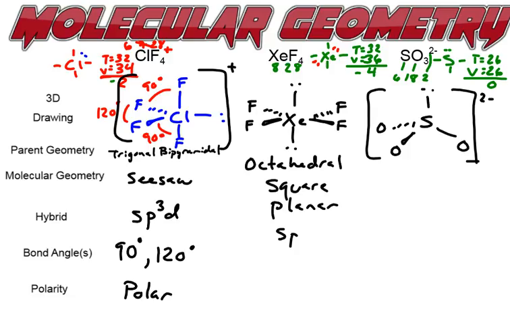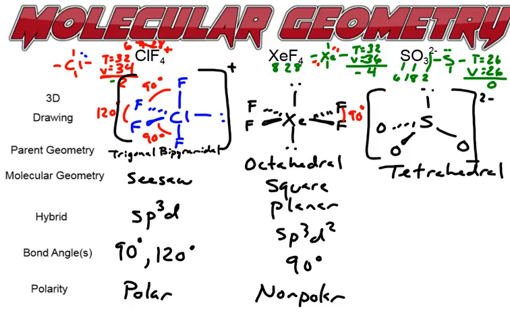Hybrid, 6 clouds: sp3d2. Angles, 90. If you want to write a 180, I'm okay with that, but it's not necessary because it's in between each one. If I was going to write it on here, it could be anywhere. I'll write it here. It could be between each of these. And then finally, is this polar or non-polar? Non-polar. It is totally symmetrical. This is one of the only ones that is non-polar, even though it has lone pairs.